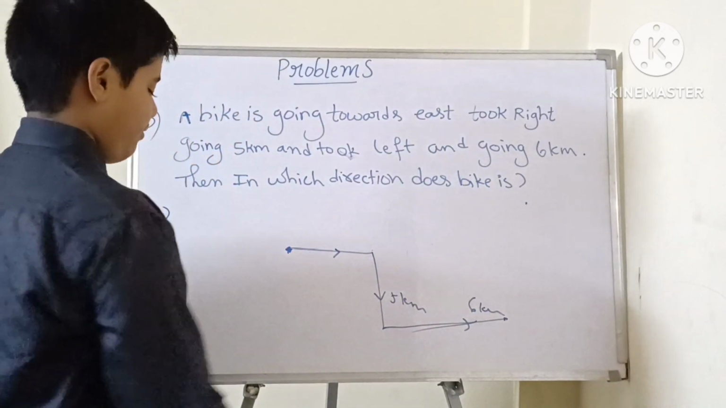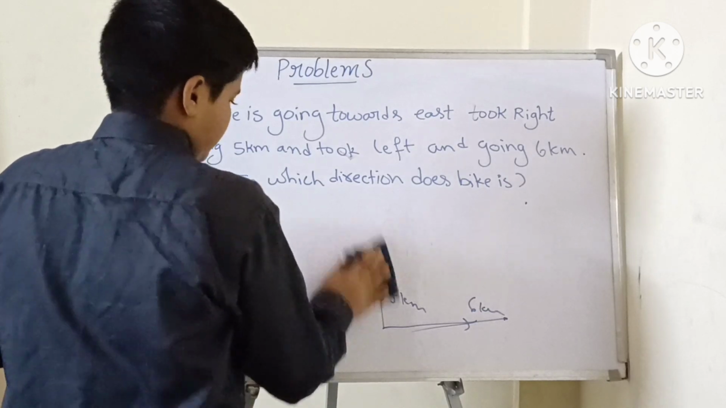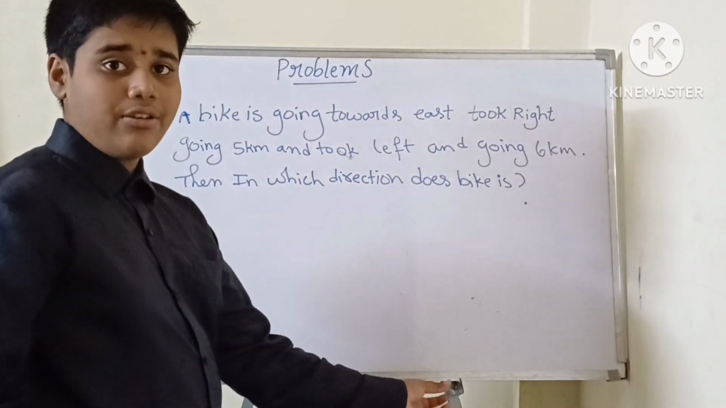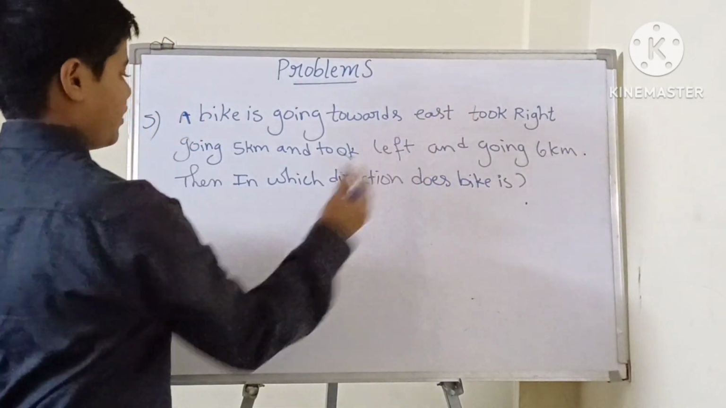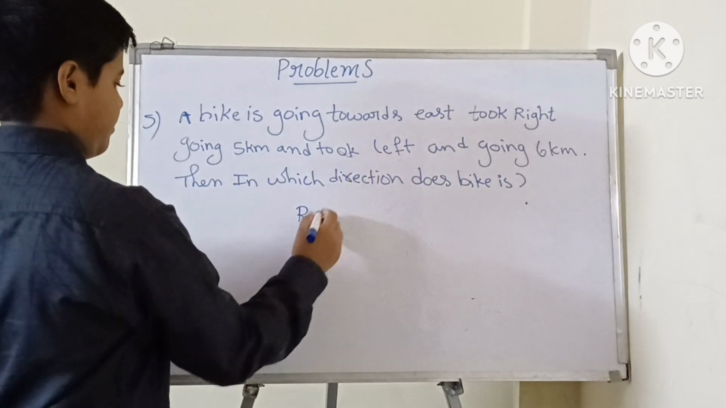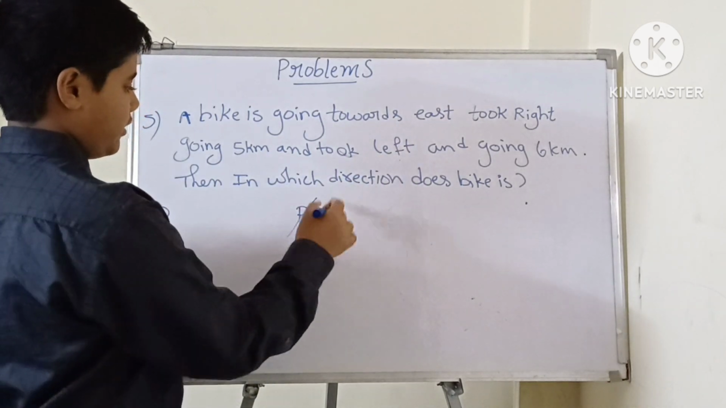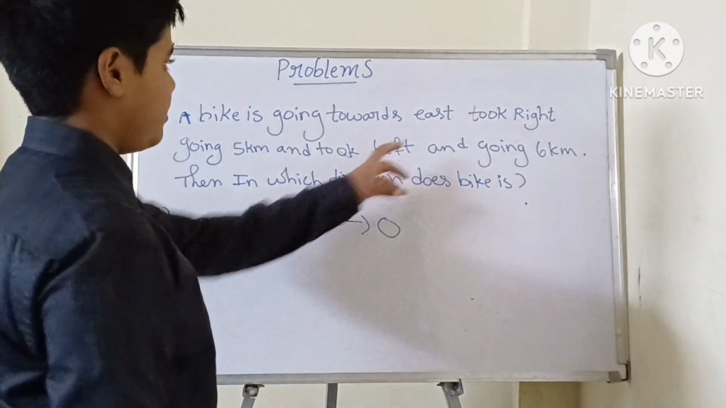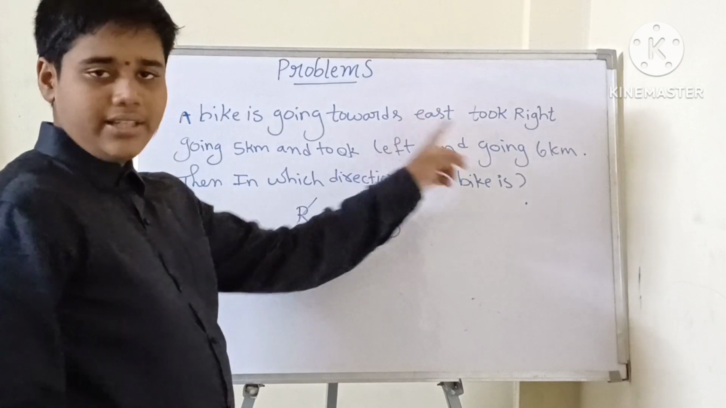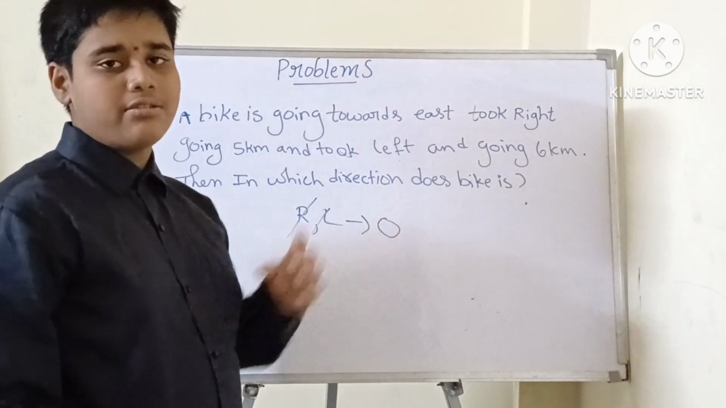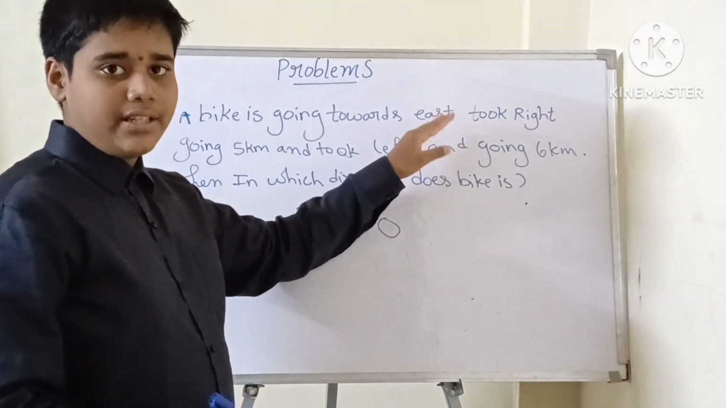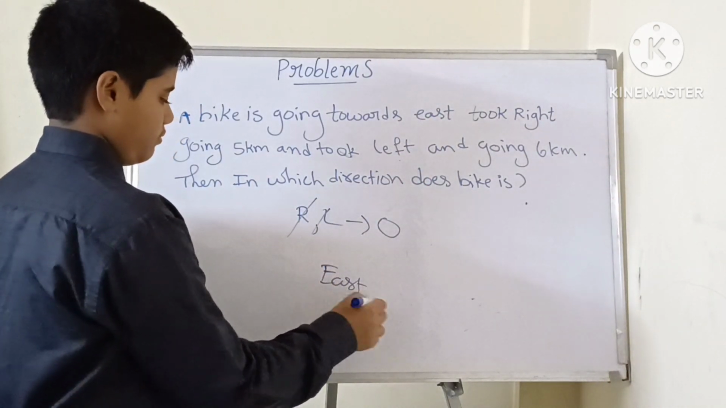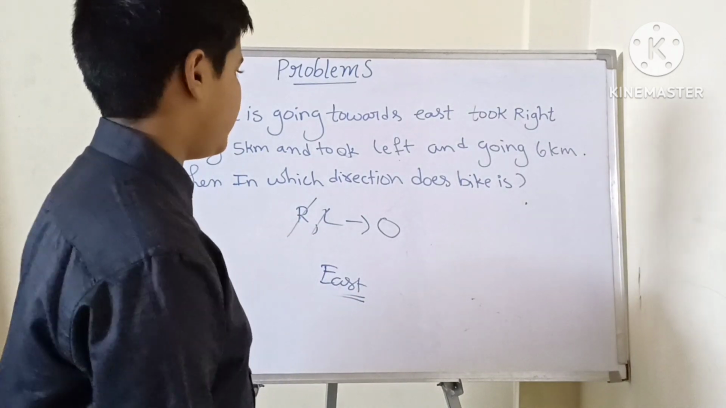If we see the simple trick, first we have to write what they gave, right or left. So here, first right and then left. These are two opposite directions, so these two get cancelled. So the remaining is 0, which means going east and also going east only. 0 means we have to write the present direction. Okay, so the answer is east. So this is the fifth sum.